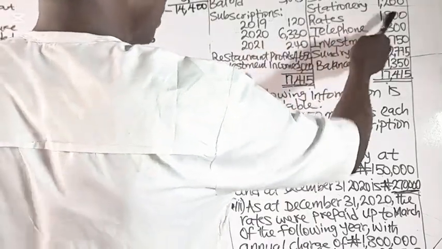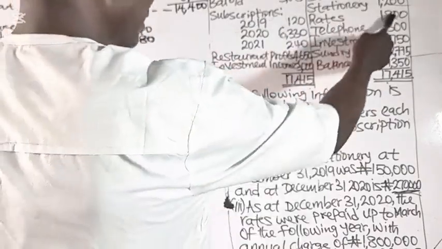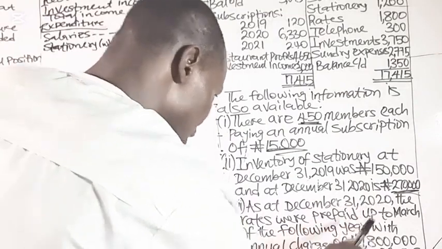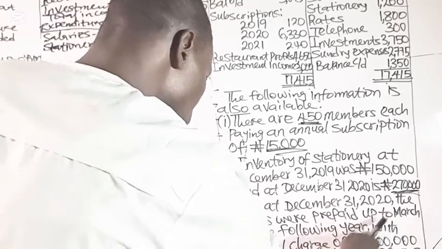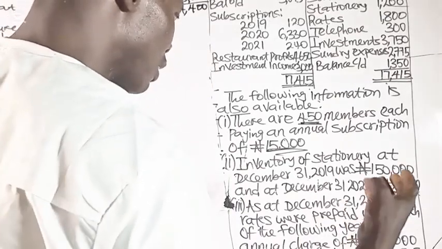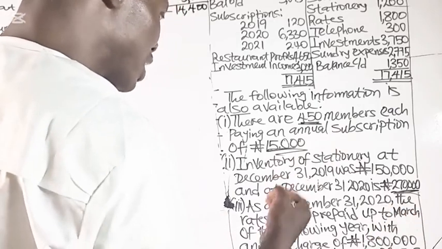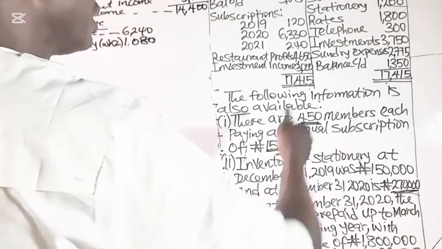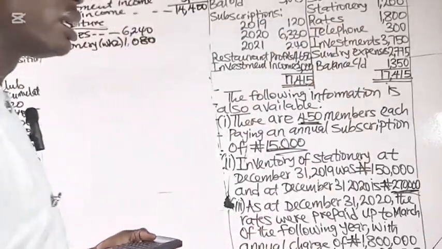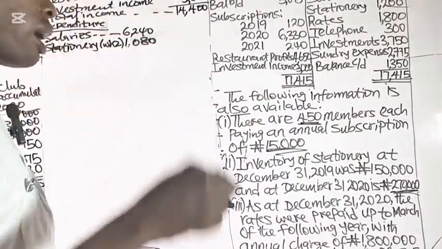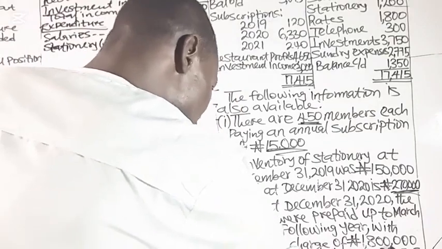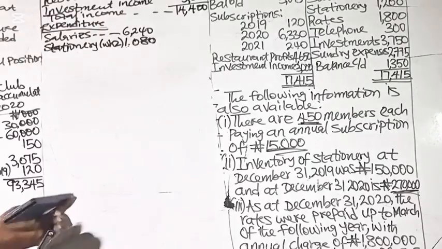The next item is rates. Rates of 1.8 million is given in the receipts and payment account. Now let's go through the note. As at December 31st, 2020, the rates were prepaid up to March of the following year. So that means rates for January, February, March 2021 were prepaid. That means the 1.8 million paid in the receipts and payment contained the rate for 3 months of 2021, which was prepaid. With an annual charge of 1.8 million, the rate for a year is 1.8 million.